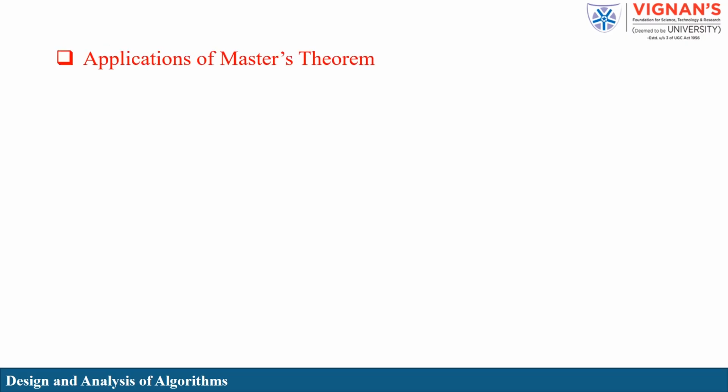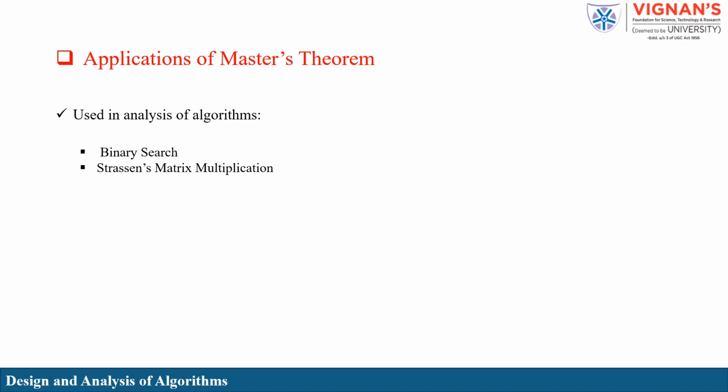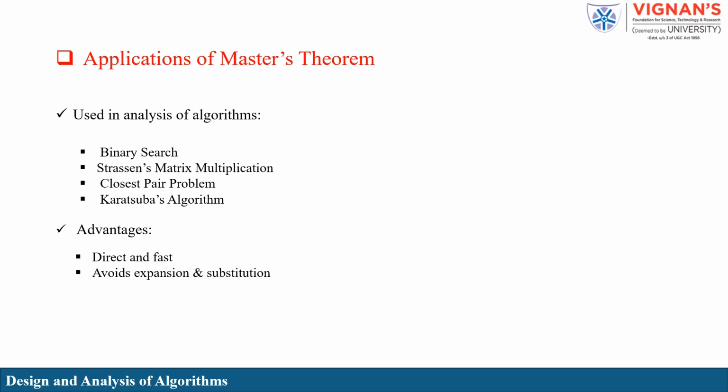Applications of Master's theorem. Used in analysis of algorithms: binary search, Strassen's matrix multiplication, closest pair problem, Karatsuba's algorithm. Advantages: direct and fast. Avoids expansion and substitution. Works for most divide and conquer recurrences.